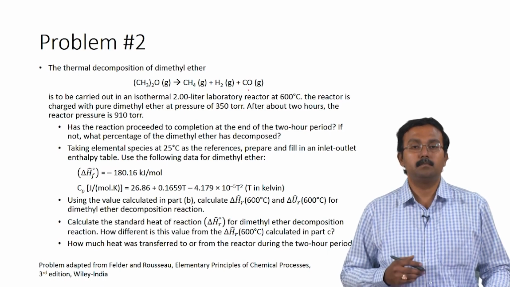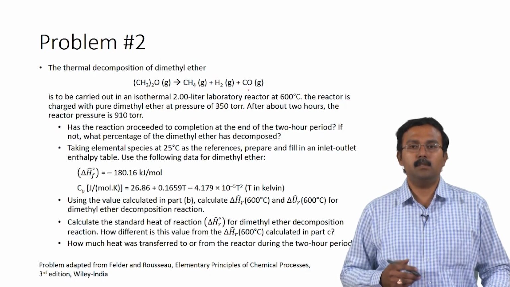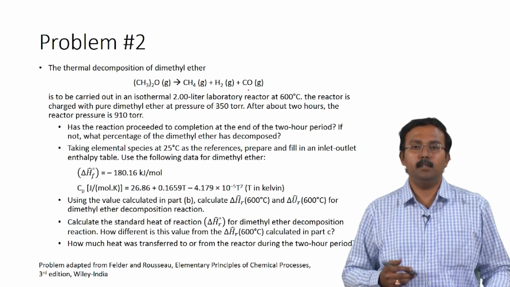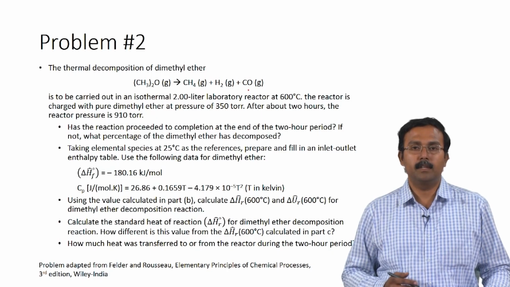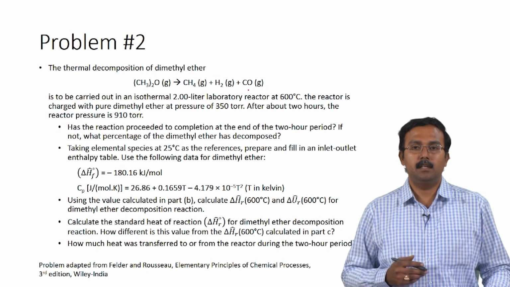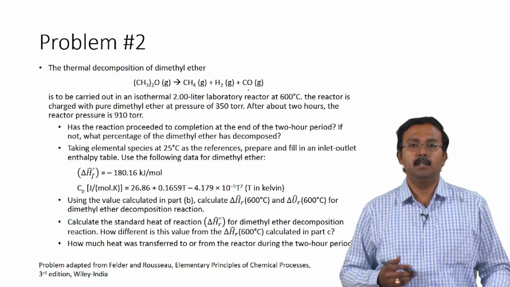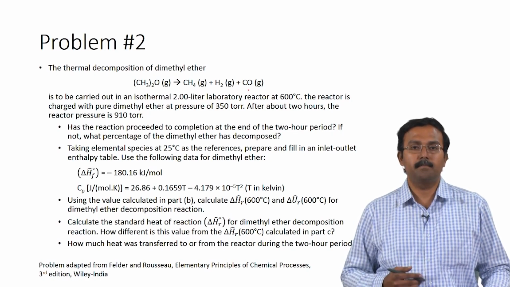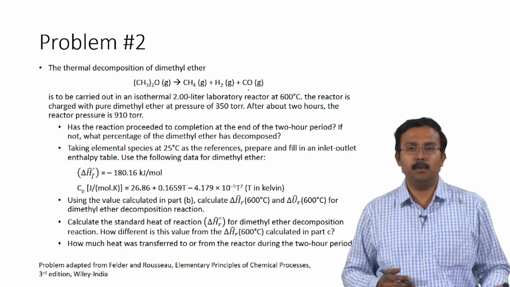If you have the temperature value in Kelvin, you should appropriately use the right units for the Cp value. Using the value calculated in part B, you are asked to calculate delta H R at 600 degrees Celsius and delta U R for dimethyl ether decomposition reaction. You are also asked to calculate the standard heat of reaction for dimethyl ether reaction, and to calculate how different this value is from the heat of reaction at 600 degrees Celsius that was calculated in the previous part. How much heat was transferred to or from the reactor during the 2-hour period.